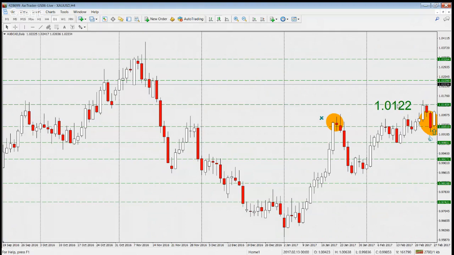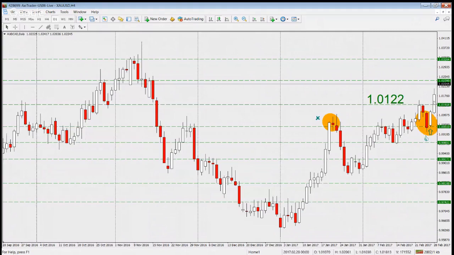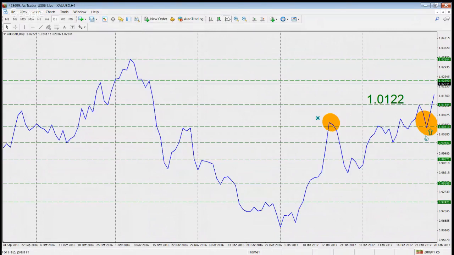All right. So 101.22. And then let's see what happens. I'll hit the F12 key. Boom, you can see it triggered. It blew through this level right here. And now, of course, the line is going to look even stronger, a sharper move. That's what we hope to see here. It's not always going to be the case, but that's what we look to see.